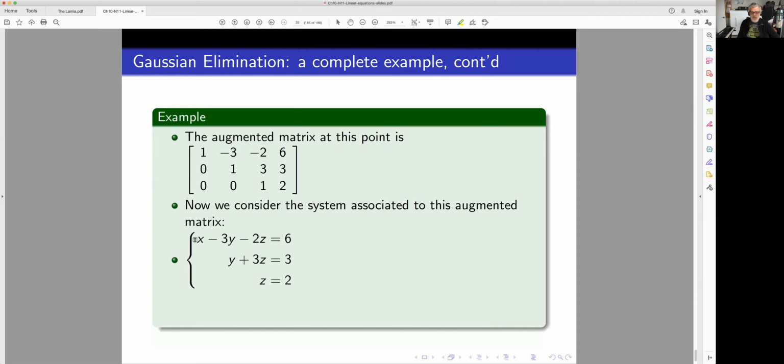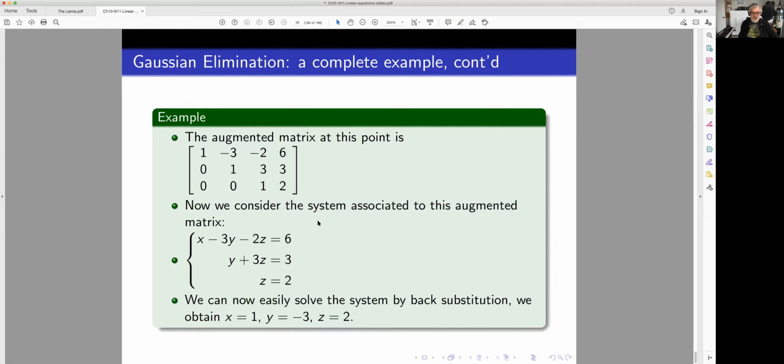So now back substitution. When you do a lot of these, at some point you realize you don't even have to write the system. You can just use the matrix. It's the same thing. But let's just use back substitution to solve this one. And that's easy. z equals 2. Then you substitute z equals 2 here to find y, which will be minus 3. And then you substitute y and z in this one, you'll find x, which is 1.